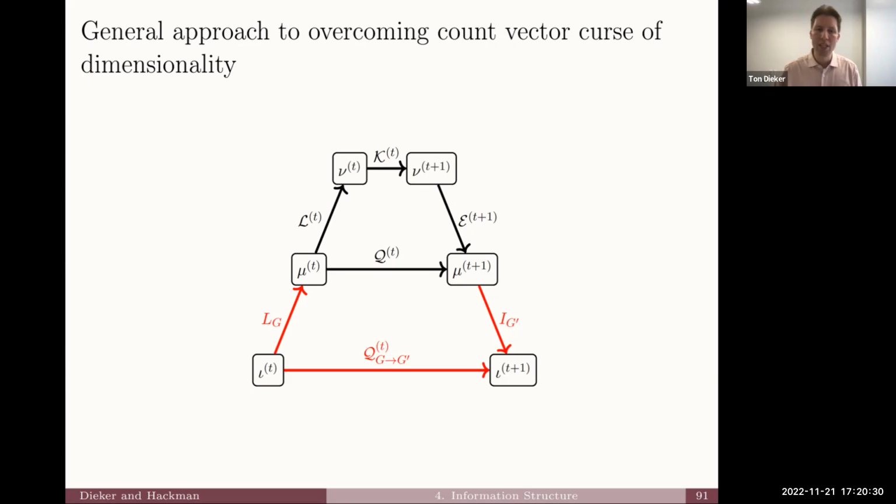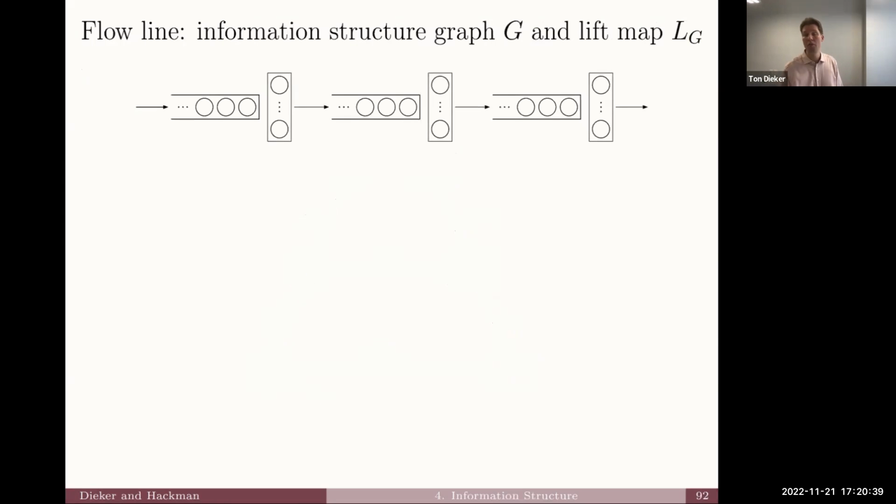So let's talk a little bit about this map L_G and the graph G in the context of an example of 3 stations in series.